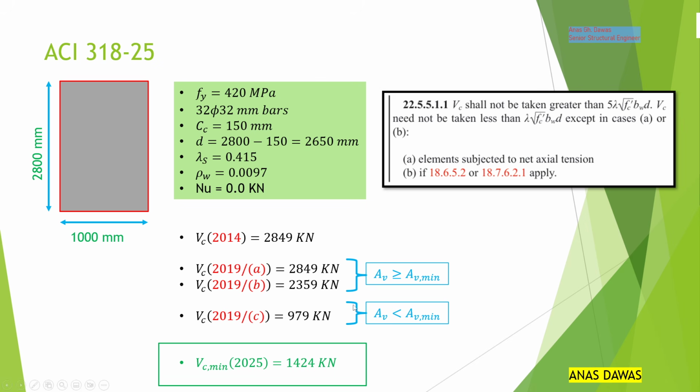This is really interesting. In ACI 318-25, again, the code is trying to help by providing a minimum threshold. This minimum will result in 1,400 kilonewtons. So, as per ACI 318-25, if you don't provide shear links and you would like to use equation C, there is no need to assume a strength below this value, so you can take this value even without providing minimum shear links.